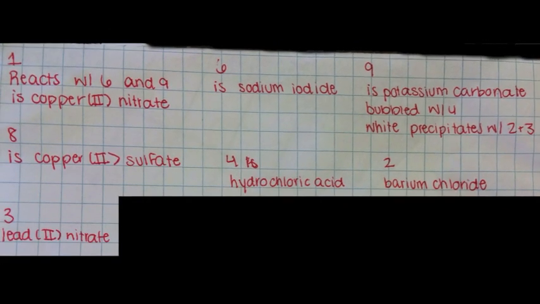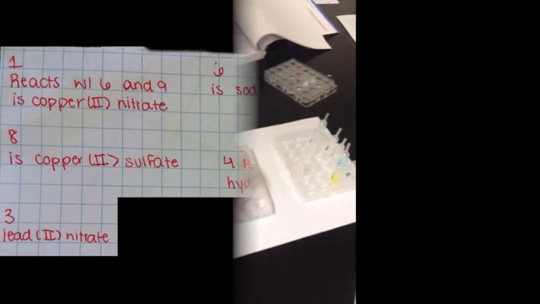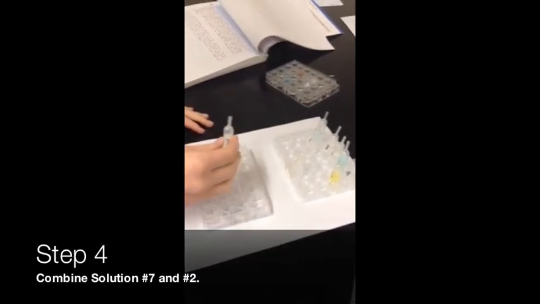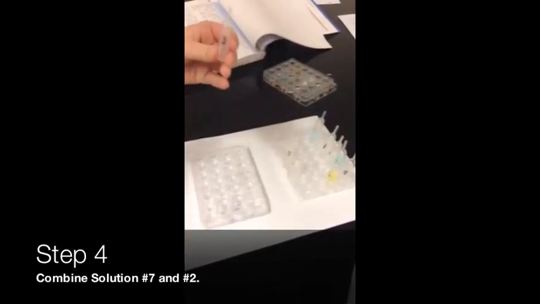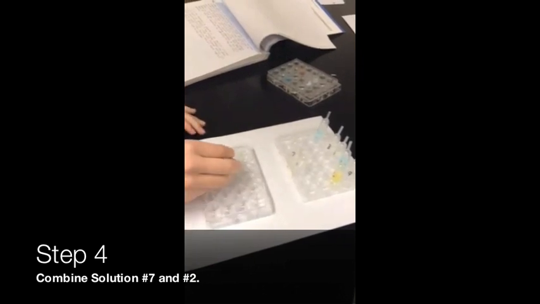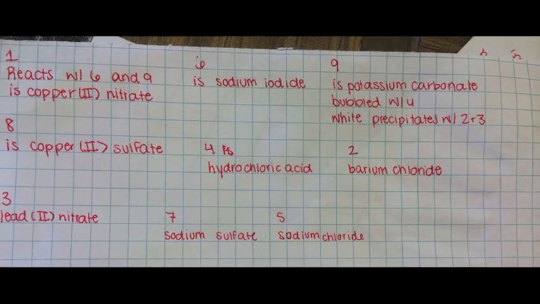The only 2 solutions remaining were sodium chloride and sodium sulfate, 5 and 7. We chose 7 and mixed it with barium chloride, solution 2. Since it reacted, solution 7 was sodium sulfate and solution 5 was sodium chloride.